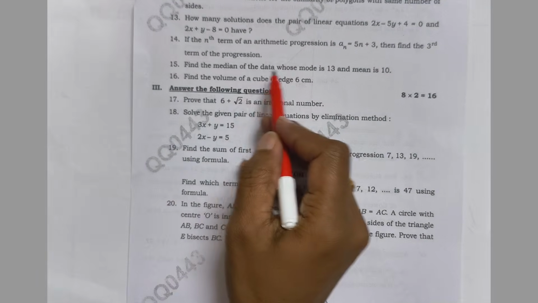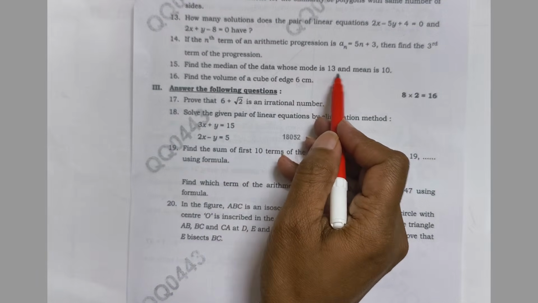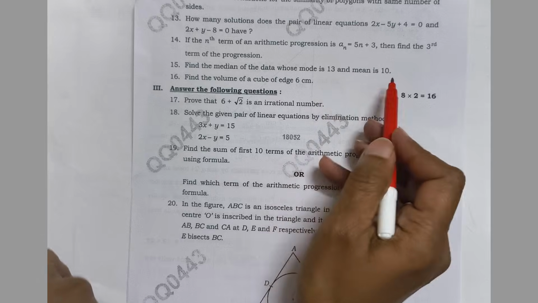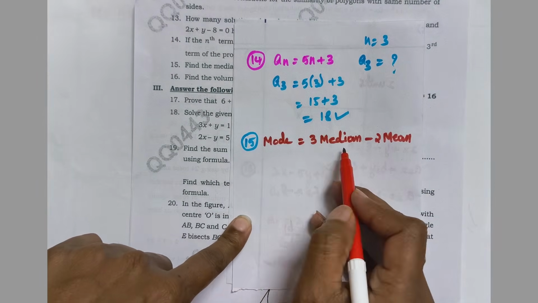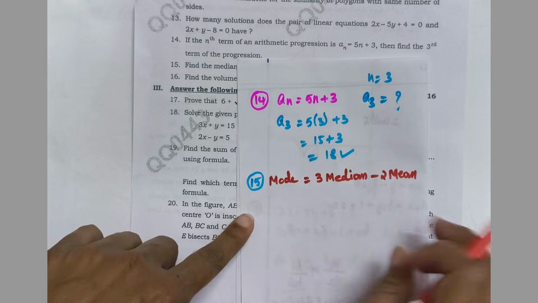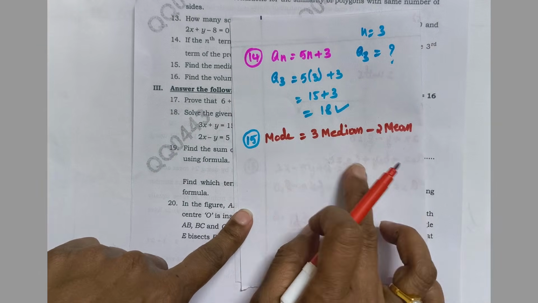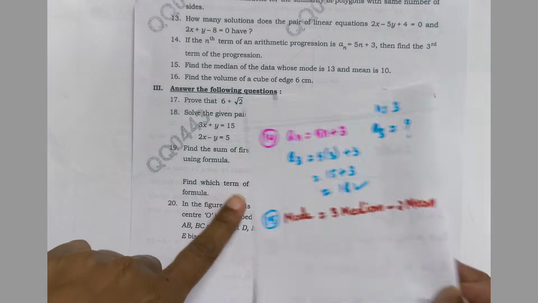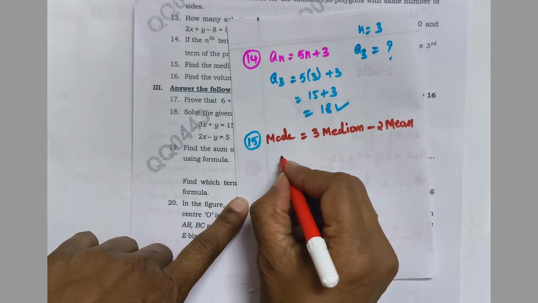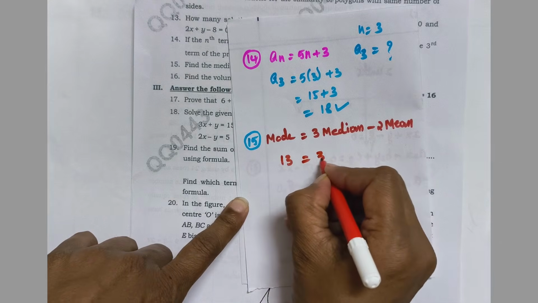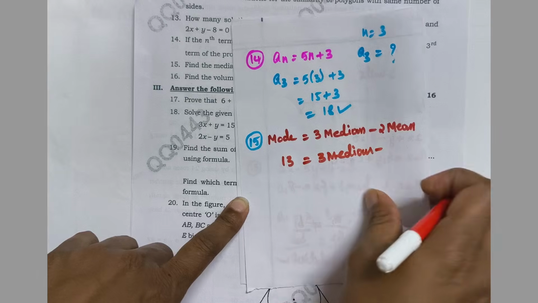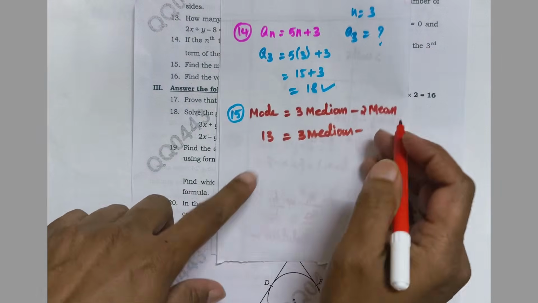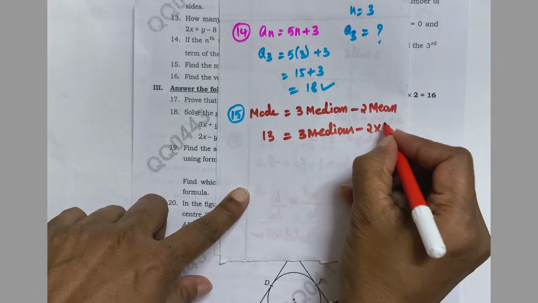15th question, find the median of the data whose mode is 13 and mean is 10. Mode 13 given, mean 10 given, we will find the median. What is the formula? Mode is equal to 3 median minus 2 mean. Keep this formula in your mind. Mode is 13, so 13 is equal to 3 median minus 2 into mean, and mean is 10, so 2 into 10.